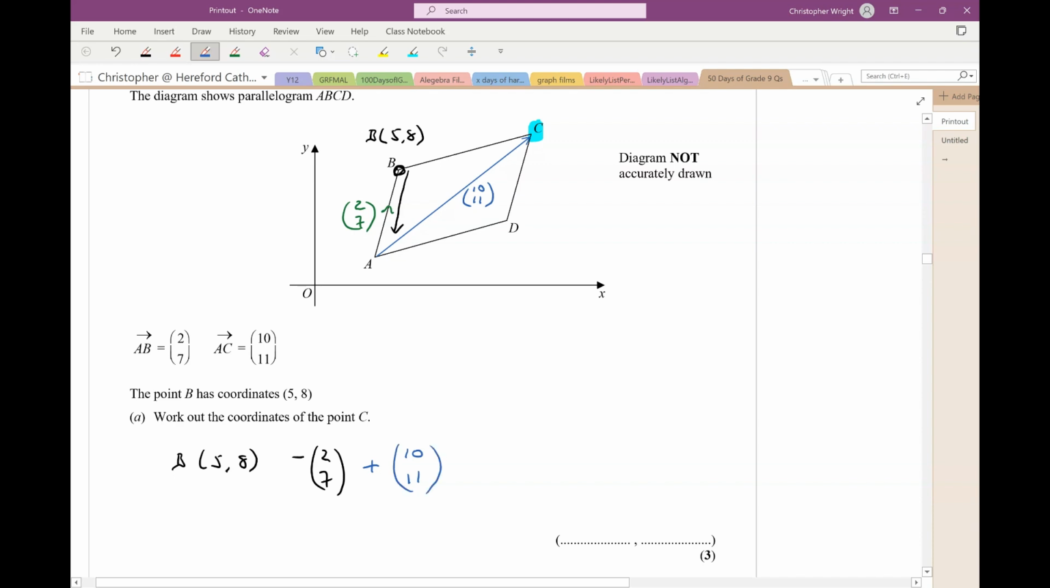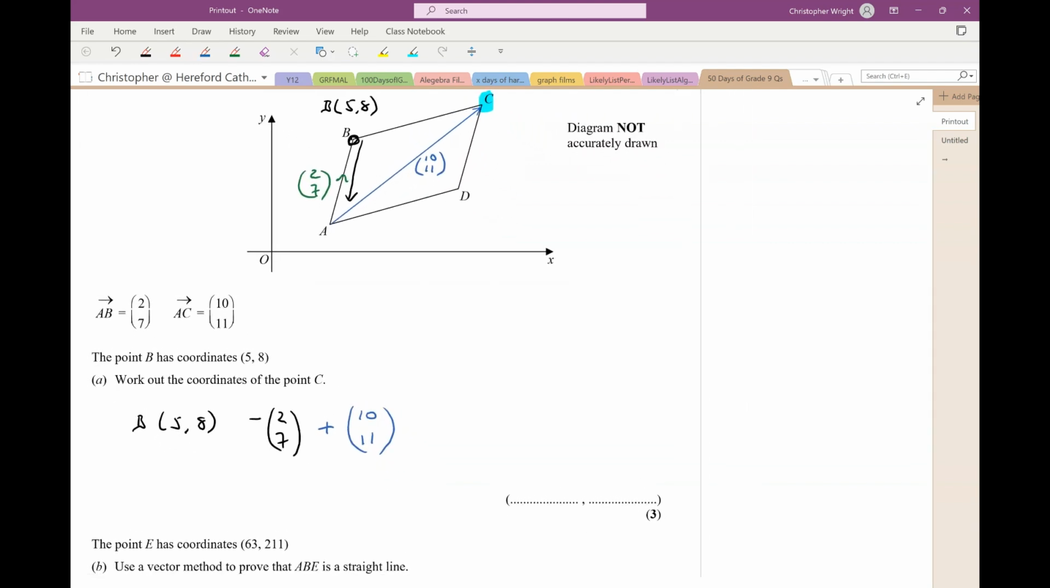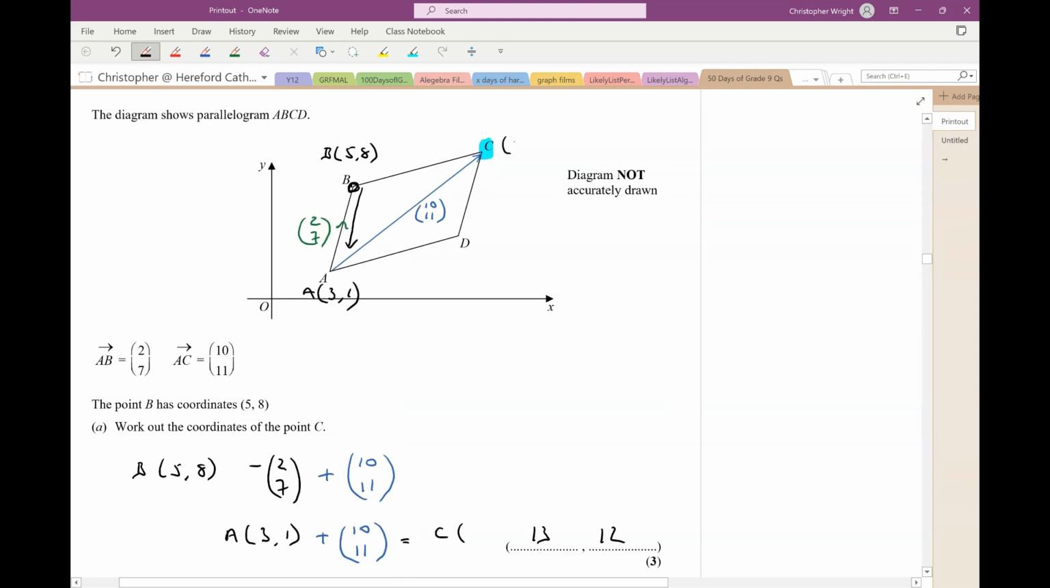So let's do that. B subtract (2, 7) is going to give me the coordinates of the point A. So the point A is going to be at (3, 1). So that's the point A there at (3, 1). And now I simply need to add on the vector 10 along and 11 up to give me the coordinates of point C. So point C here is (13, 12).